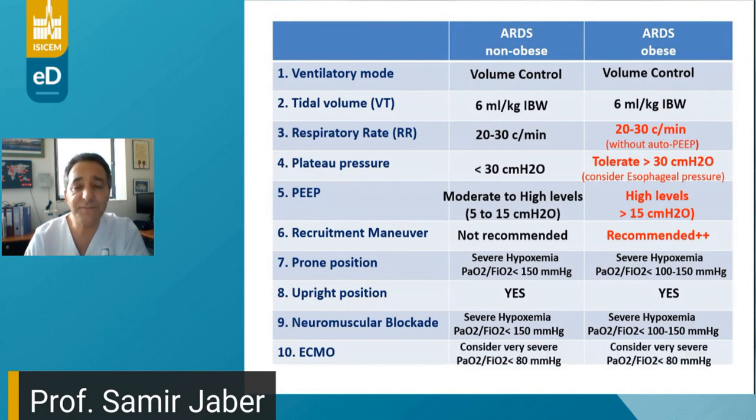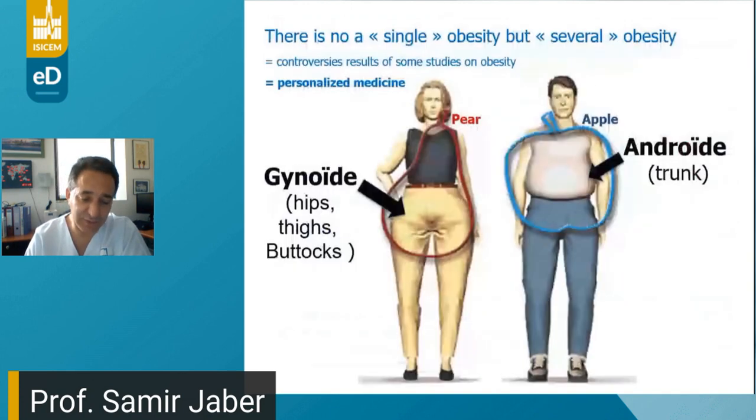This slide, I think, summarizes the majority of the differences and the common points. So, as said in the previous slide, there is no single obesity, but several obesities.